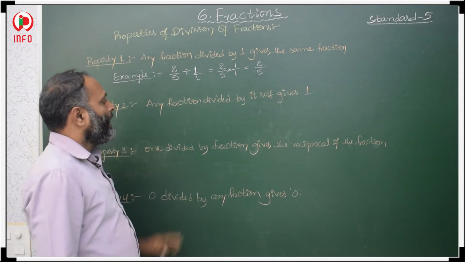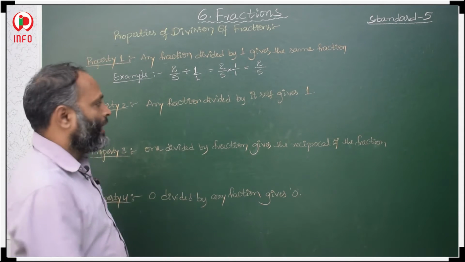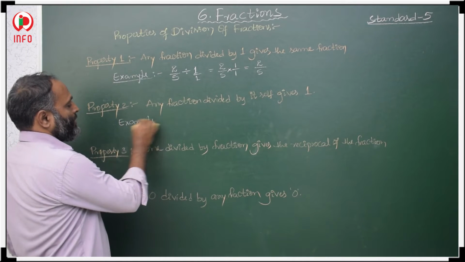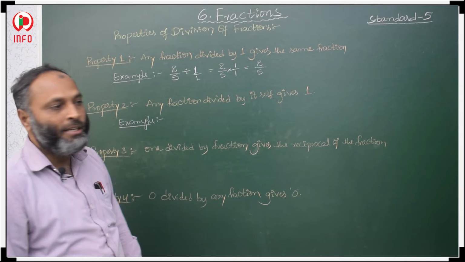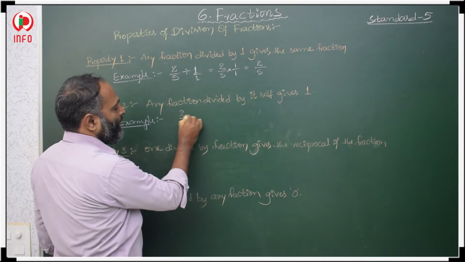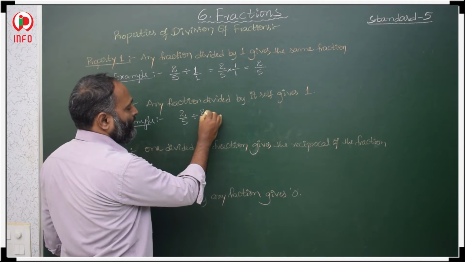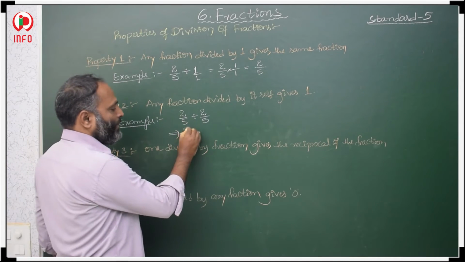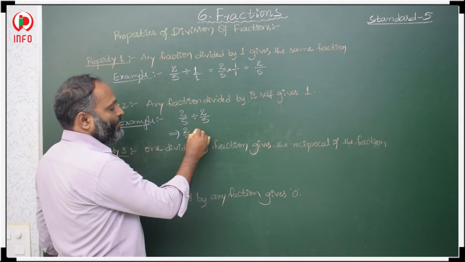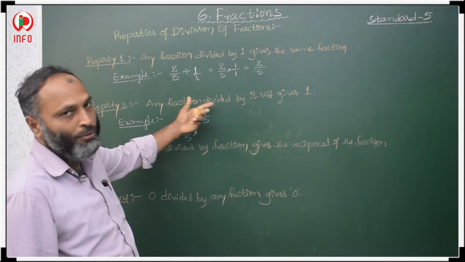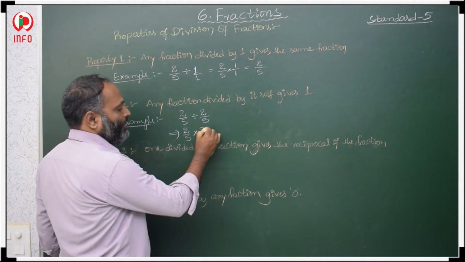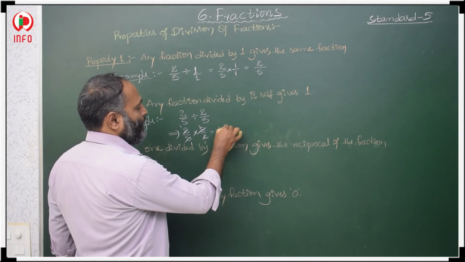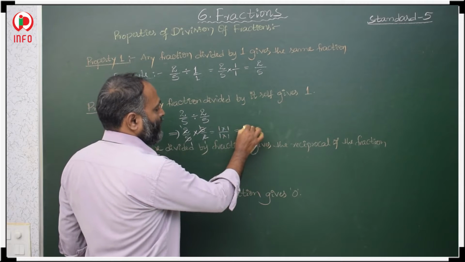Second property: any fraction divided by itself gives 1. How is it? Suppose the fraction 2 by 5 is divided by 2 by 5, then what is the answer? We take 2 by 5 as it is. Instead of division, we multiply by the reciprocal of the divisor, 5 by 2. 5 ones are 5, 2 ones are 2, and 1 into 1 by 1 into 1 is 1 by 1, that is 1.